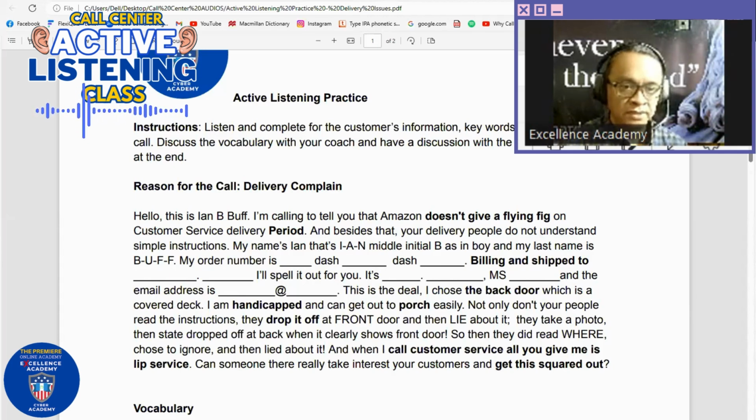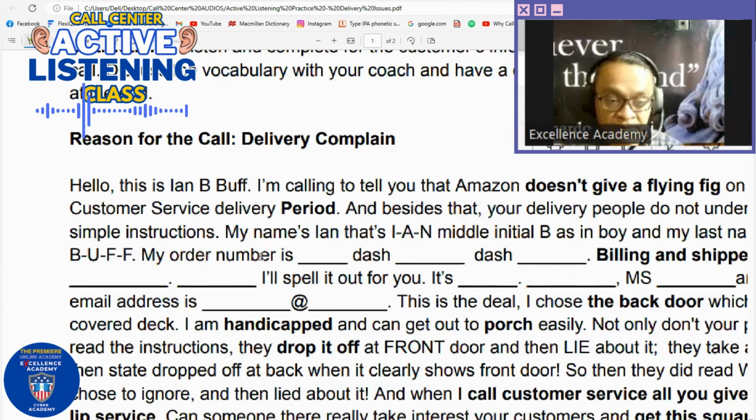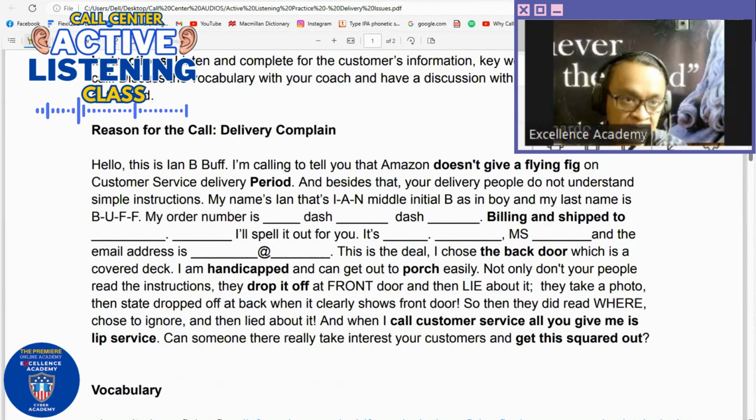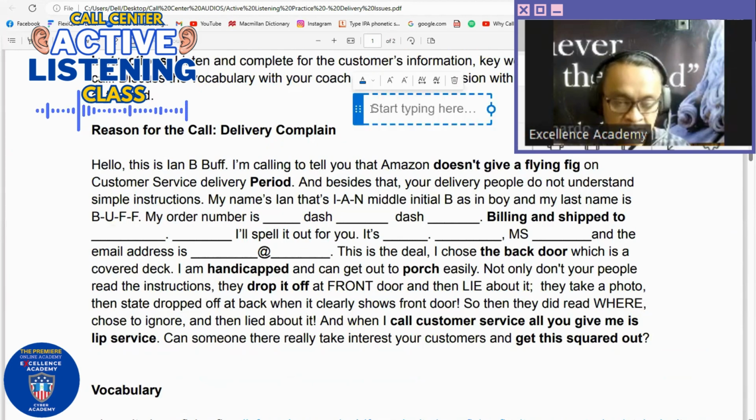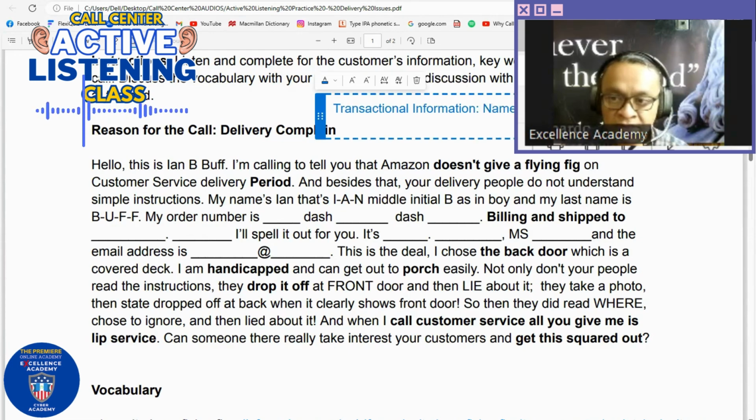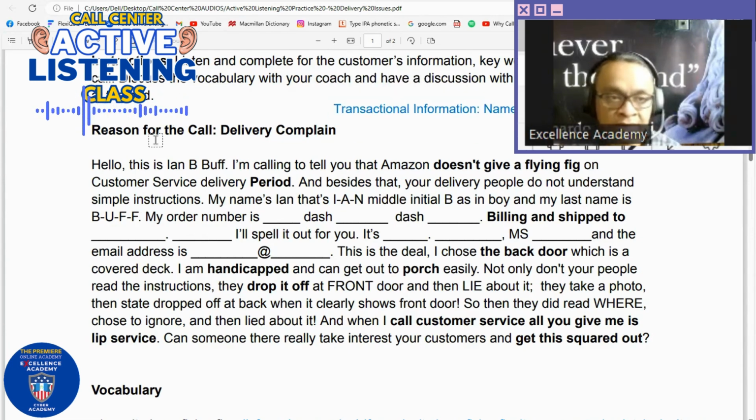Okay, so the first information, guys, that we receive is the name. First, we're going to talk about transactional information. Transactional information are things like the name, the address, telephone number. You know, that's not really going to help us with resolution. So transactional information includes name, address, telephone numbers, order number, etc. Okay, that's transactional. That information is not going to help us with resolution, but anyway, we need transactional information for verification.